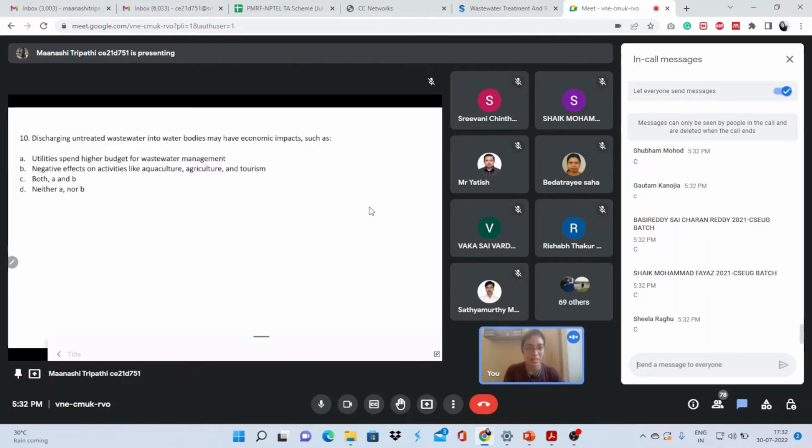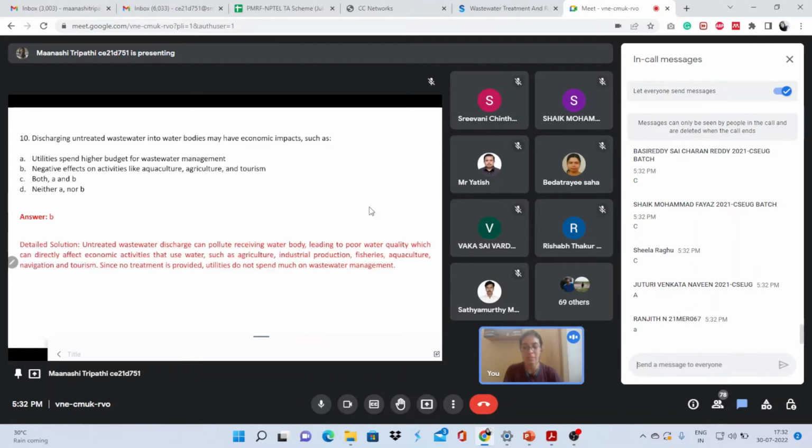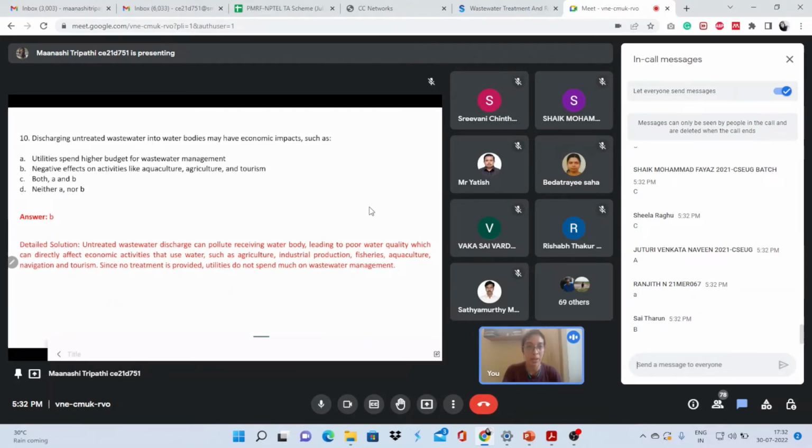Okay, we'll see the answer, then I'll tell you. Answer is B. Because I'm talking about economic impacts, means financial impacts. If this wastewater is untreated, then why will there be a cost in higher budget for wastewater management?